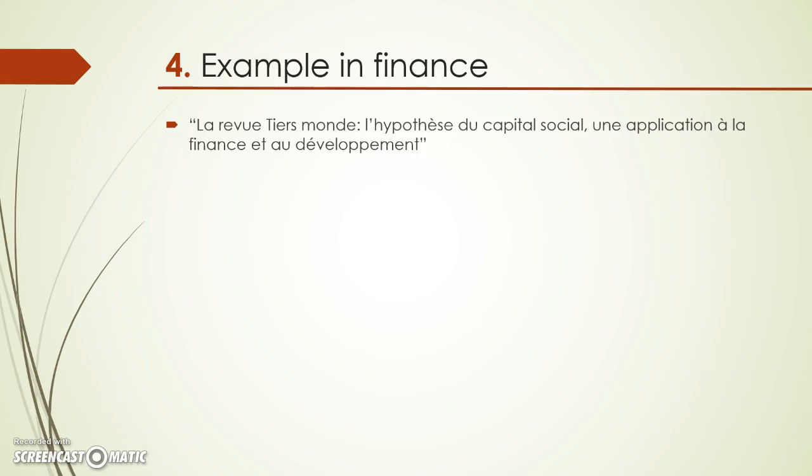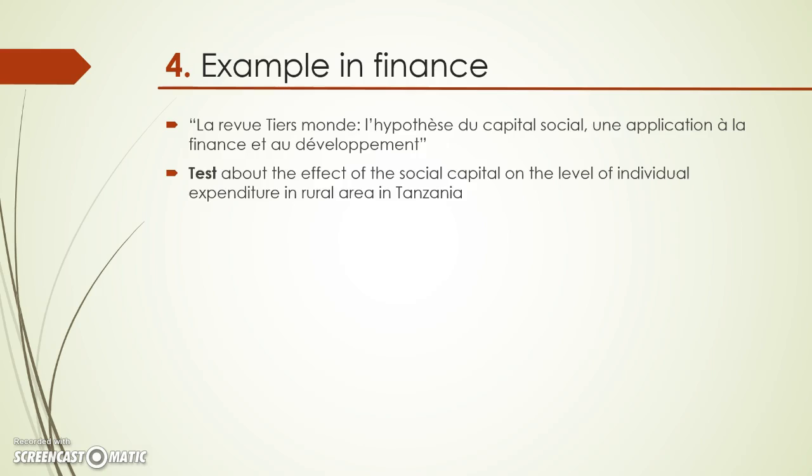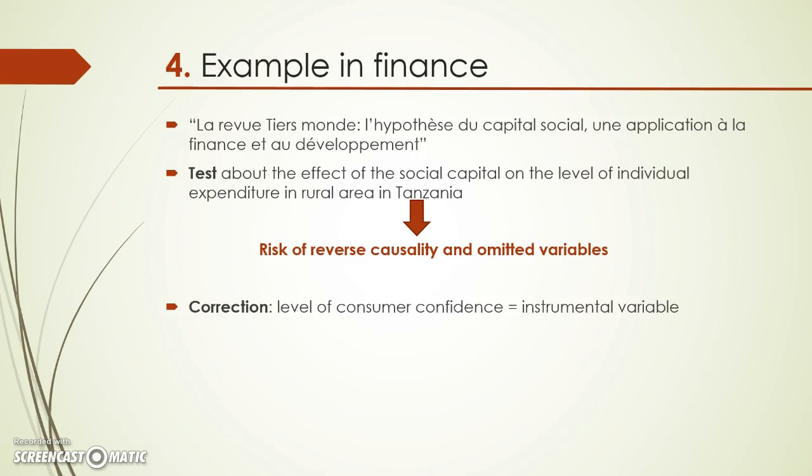In 1997, after having controlled for some individual and village factors, Deepa Narayan and Pritchett tested the effect of social capital on the level of individual expenditure. Nevertheless, the causality between the two variables was not clear, and the variable could have been determined by a set of unobserved other variables. To overcome this problem, the scientists decided to use instrumental variables like the level of consumer confidence for the social capital.